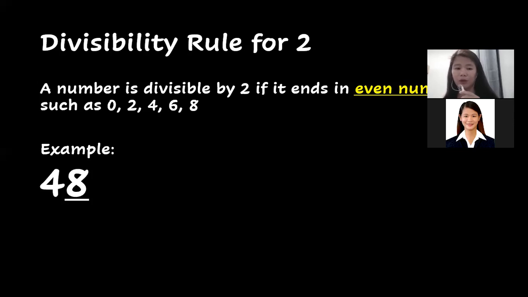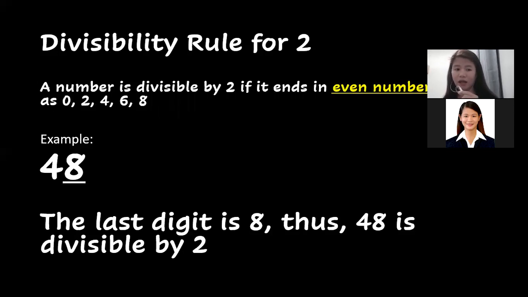So, example, 48. Look at the last digit of 48. 8. So, ito ay even number. So, ibig sabihin, the last digit is 8, thus 48 is divisible by 2. So pag dinivide po natin ang 48 divided by 2, ano po ba yung makukuhang sagot? 24. So exact 24, walang remainder. So ibig sabihin nga, 48 is divisible by 2.